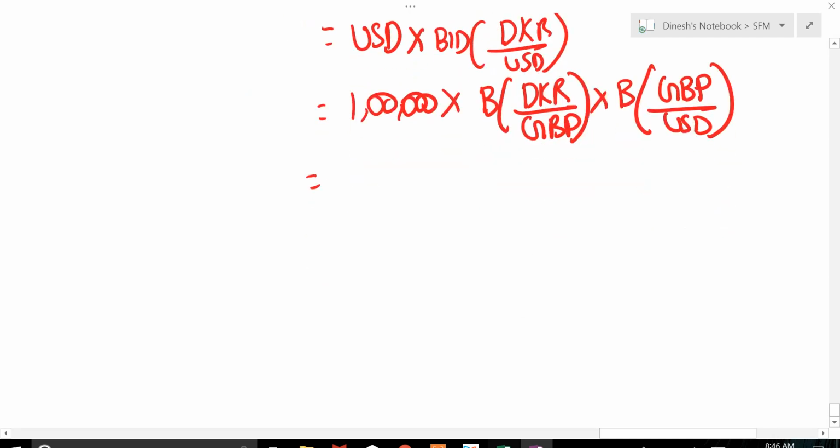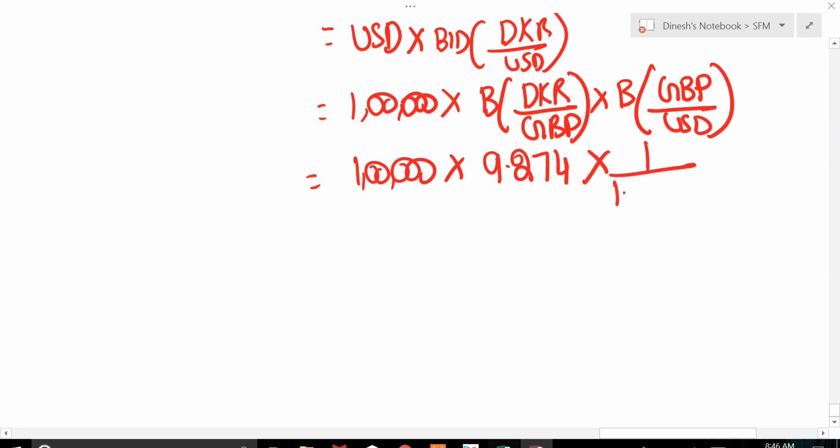What is the bid DKR per GBP? Do we have DKR per GBP? First question. Yes. How much? 2.7. Do we have GBP per USD? No. 1 by ask. 1 divided by 5. That's all. Problem is over. This is what it is all about. All this will come for 5 marks. These types of calculations will come for 5 marks. Any doubts on this?